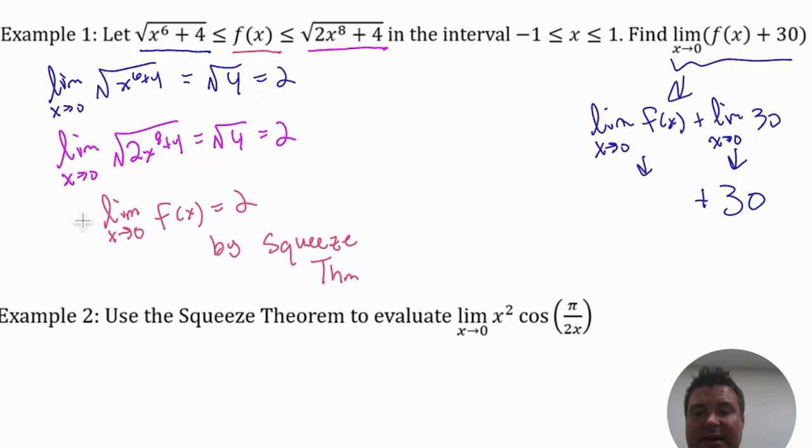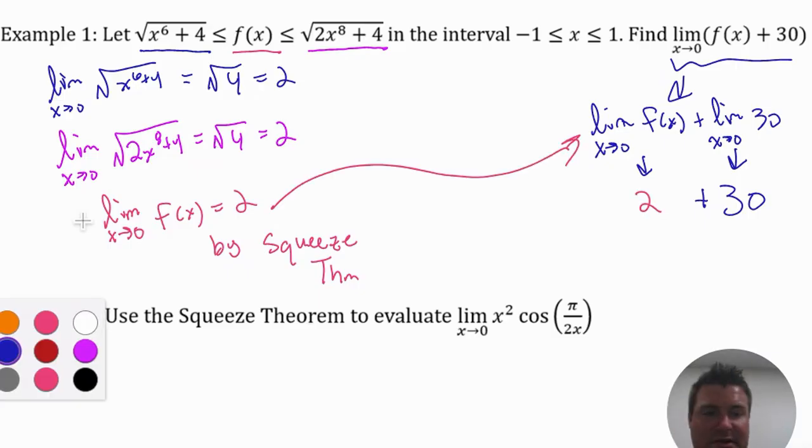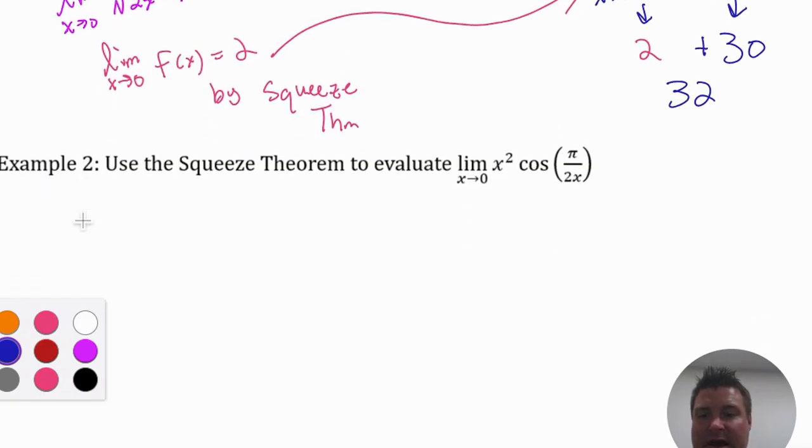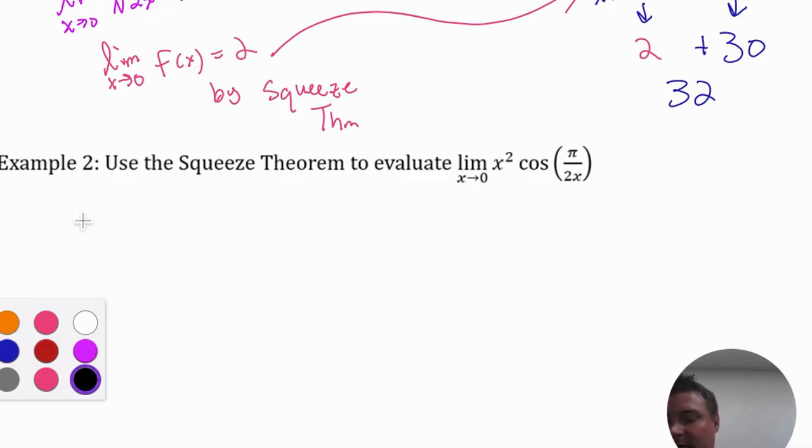So because of that, I can take this value and plug it in there. So I'm going to get 2 plus 30. So my final answer here is going to be 32. Now, these are more common questions that you'll probably see in college. And maybe they can squeeze some of them in there for AP Calculus.